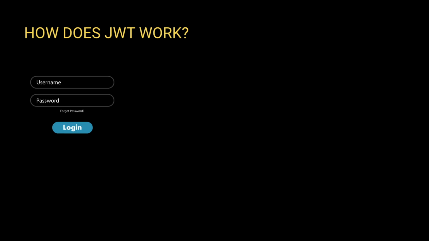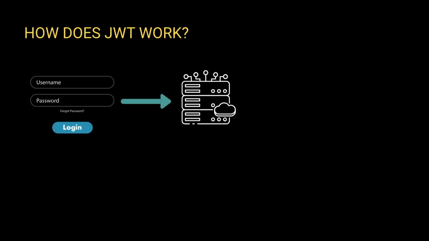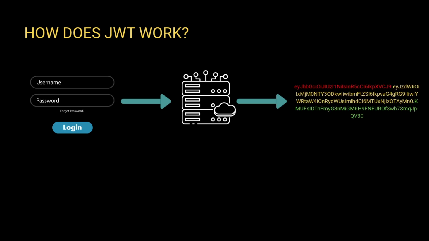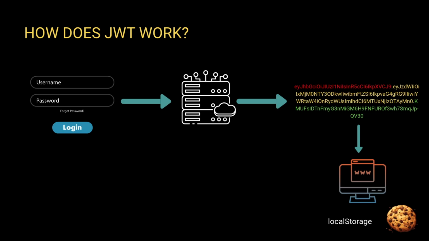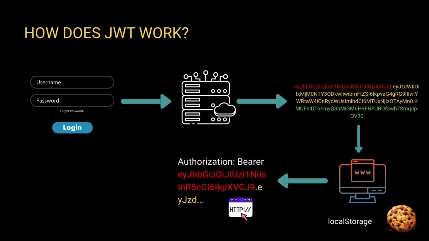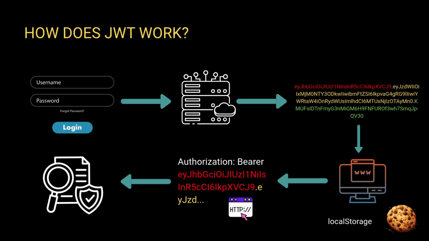Now let's discuss how JSON Web Tokens work. Here's the flow. You log in with your username and password. The server checks your credentials and generates a JWT. That token is sent back to you and usually stored in your browser, either in local storage or an HTTP-only cookie. Now, every time you make a request, your browser attaches the token in the authorization header. The server verifies the signature. If it's valid, you're in. If not, access denied.